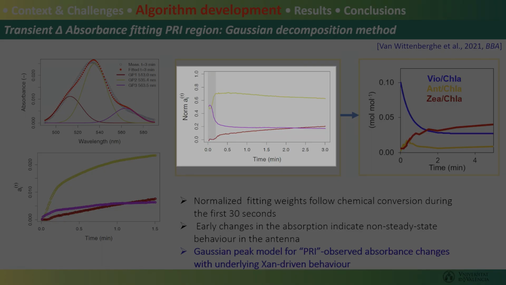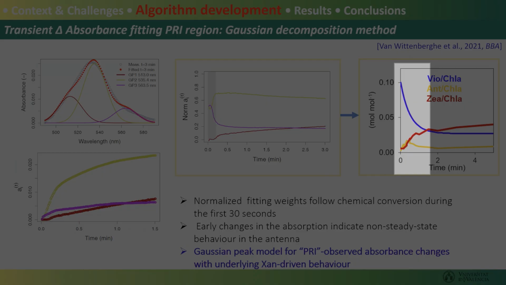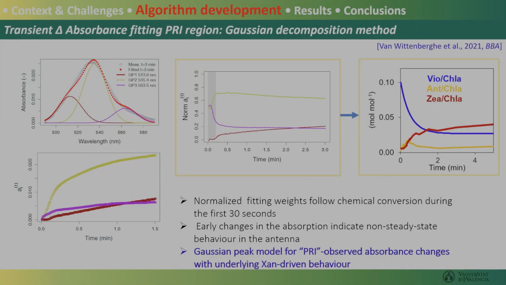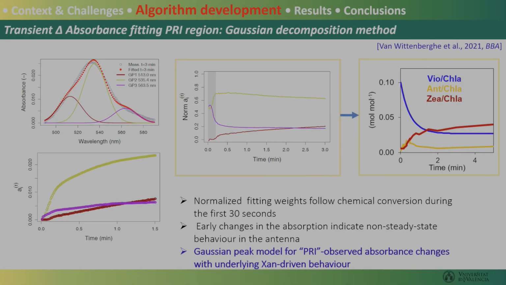At the same time, we were analyzing the xanthophyll pigments at a very high temporal resolution during these transients. And here we see, at a very short scale of a couple of seconds to 30 seconds, conversions happening in the xanthophyll pool. So here we could make a first idea that these Gaussians are truly underlying some more molecular behavior in this PRI region. So we have a Gaussian peak model for the PRI observed changes with the underlying chemical behavior. It's a bit more complex than that, I have to say, but this would be a first approach to say that these peaks are truly linked to the absorption behavior of xanthophylls.